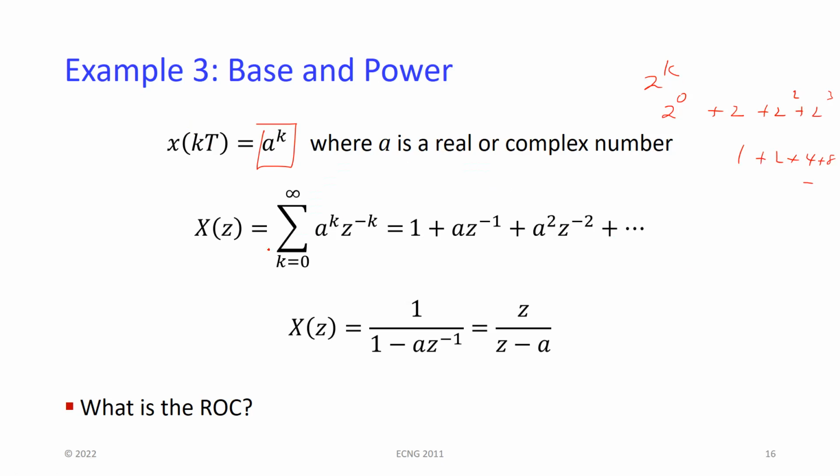Well, of course, the one-sided Z transform. This is x of kT times z to the minus k. So if you expand it out, when k is 0, you have 1. When k is 1, you have a z to the minus 1. When k is 2, you have a squared z to the minus 2, and so on. Or the math books will tell you this: a over z plus a squared over z squared plus a cubed over z cubed. All right? So there's the math book.